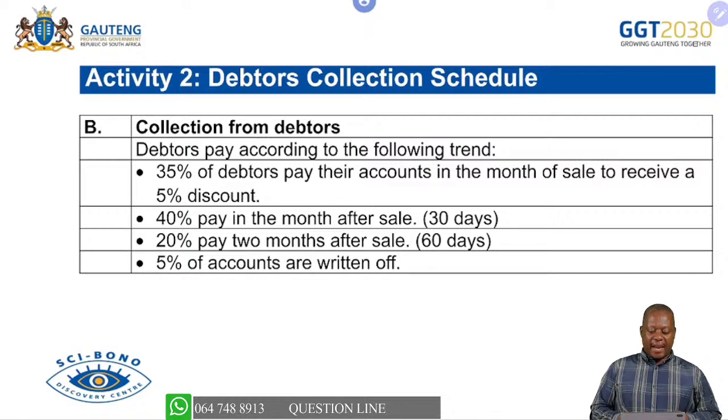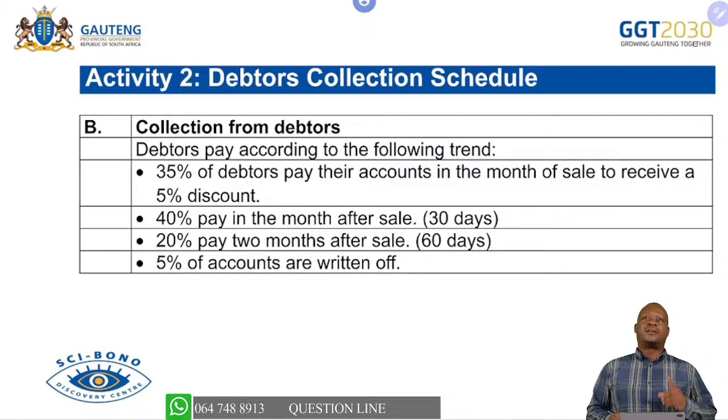40% pay in the month after sale. Sale in January, they decide to pay in February. They are not going to get a discount, those guys.